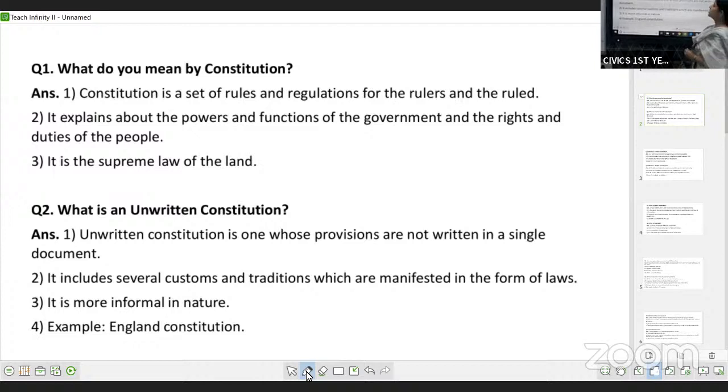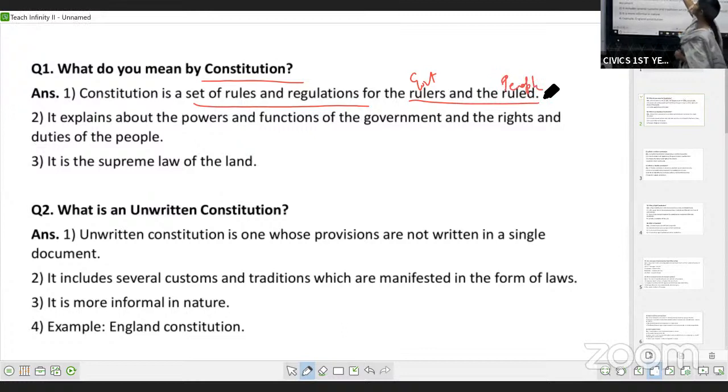Okay. So the first question is, what do you mean by Constitution? Constitution is a set of rules and regulations for the rulers and the ruled. Rulers means government. Ruled means people or citizens. So Constitution consists of rules and regulations for the government and the people.